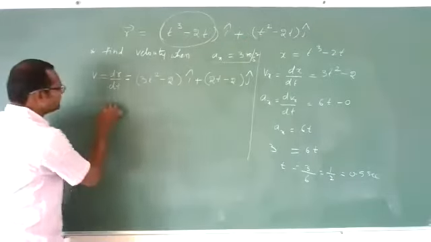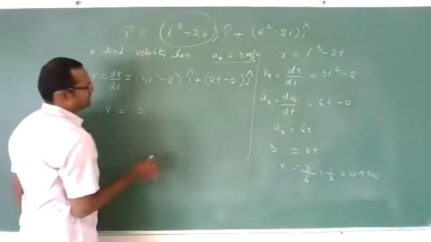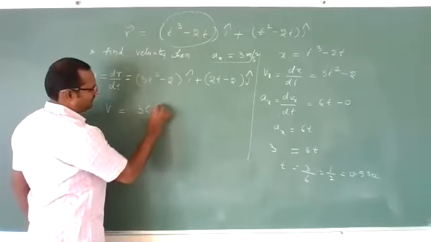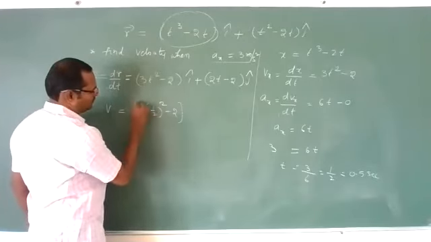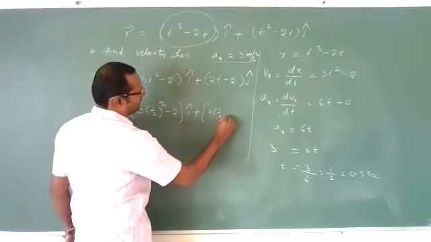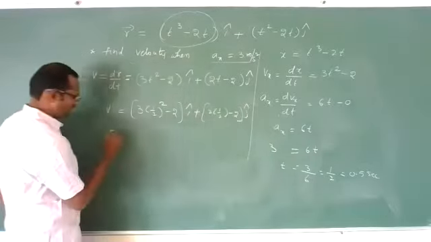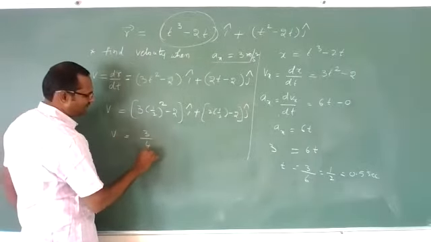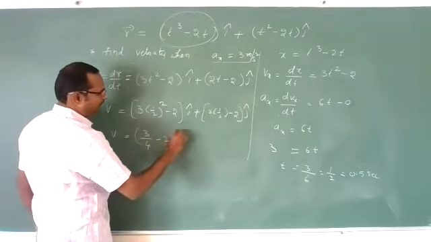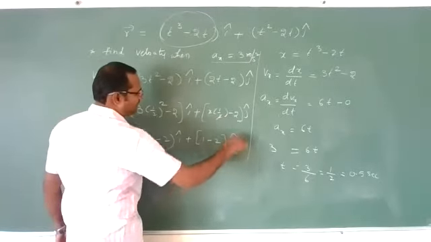Okay, I want velocity. So velocity is equal to 3 times... what is the time? Half second. Half second square, minus 2, i cap, plus 2 into half second minus 2, j cap. So the velocity you get is (3 by 4 minus 2) i cap plus (1 minus 2) j cap.